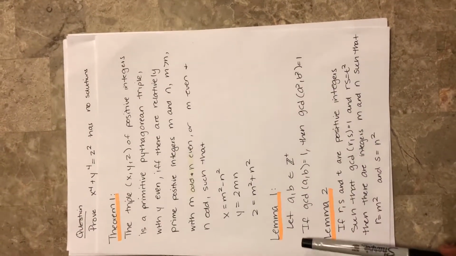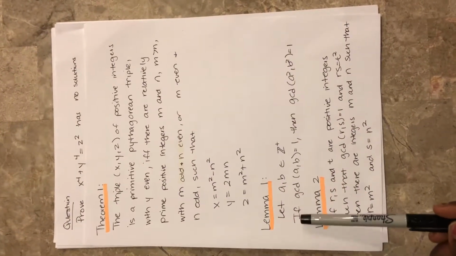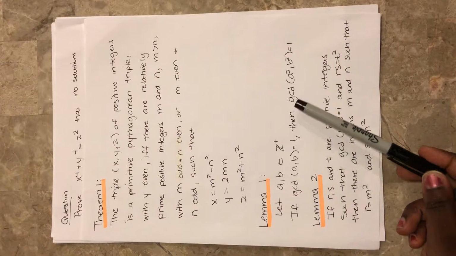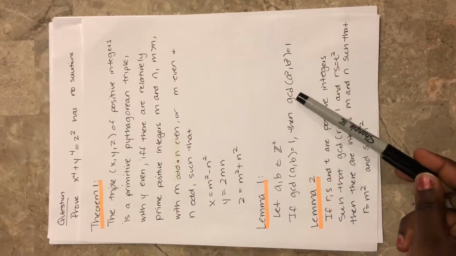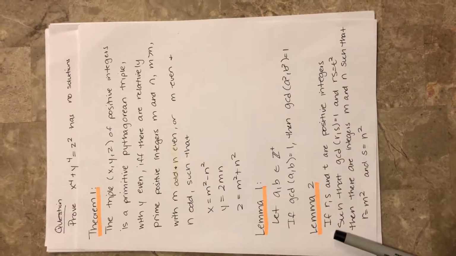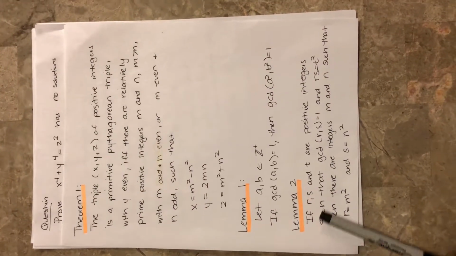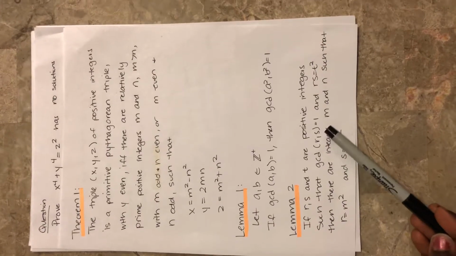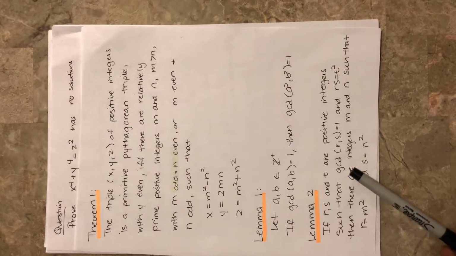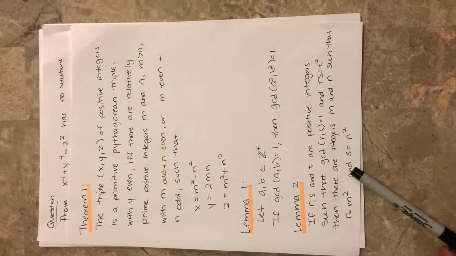Now, one of the two lemmas we're going to be using is: if we allow a and b to be positive integers with the GCD of a and b equal to 1, then the GCD of a squared and b squared is equal to 1. And the second lemma is: if r, s, and t are positive integers such that the GCD of r and s equals 1 and rs equals t squared, then there exist integers m and n such that r equals m squared and s equals n squared.